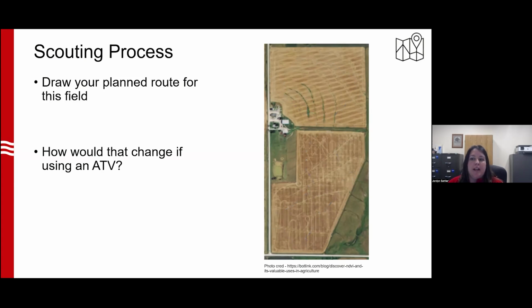Now, how would you change that if you were going to use an ATV to scout? We can't drive across the rows in those situations. So we want to modify our path to go with the rows. So a bunch of up and down trips. So I'll start here at the truck, go around the field edge, and then make several trips up and down the field with rows, but making sure that we get really good coverage because using an ATV can often save you time. So we want to invest that back into the field, making sure we're going to see everything that we need to see. Let me erase that all off.